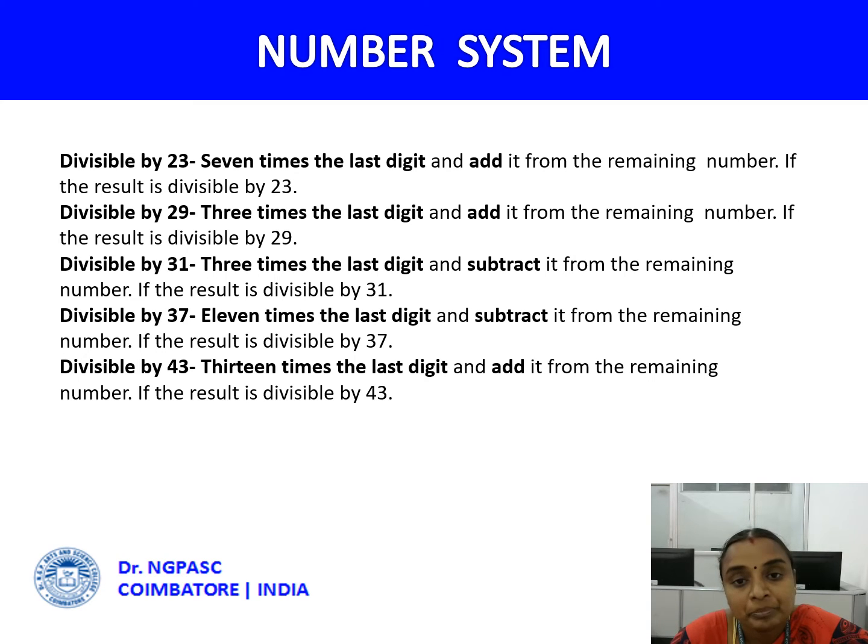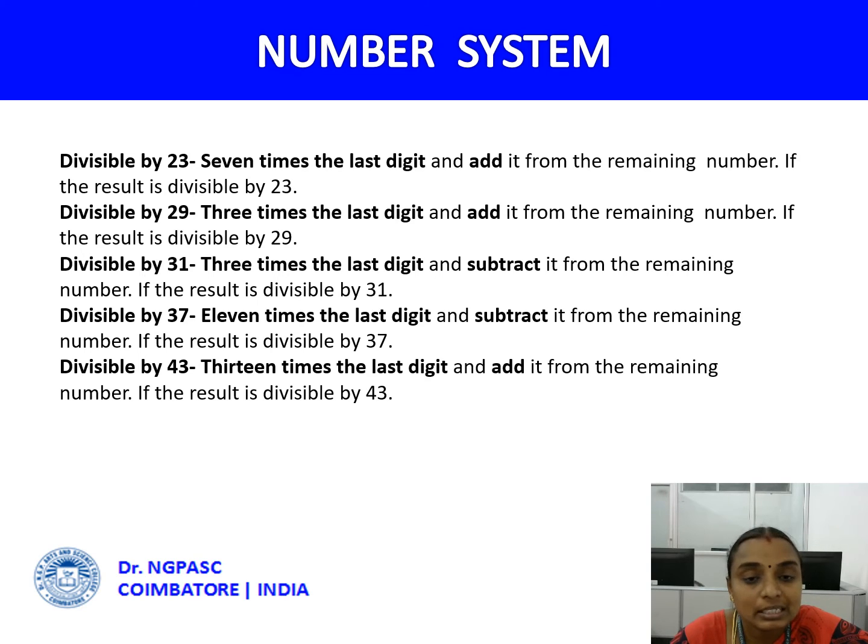For 23, 7 times the last digit and add. For 29, 3 times the last digit and add. For 31, 3 times the last digit and subtract. For 37, 7 times the last digit and subtract. So for 43, 13 times the last digit and add.